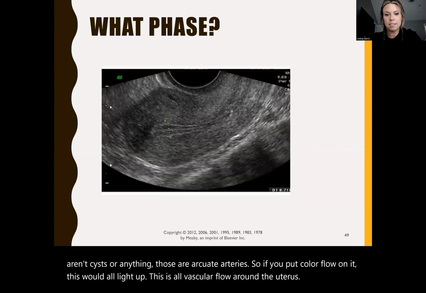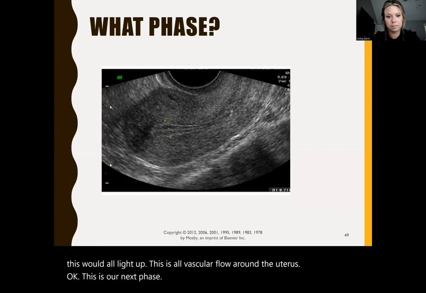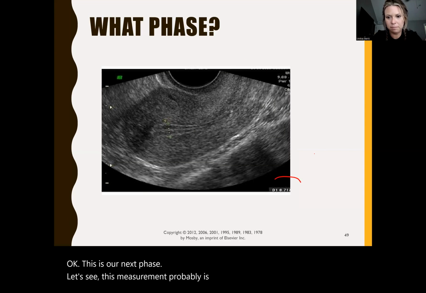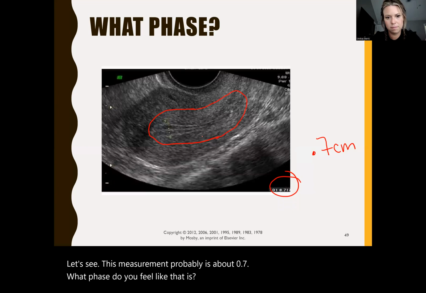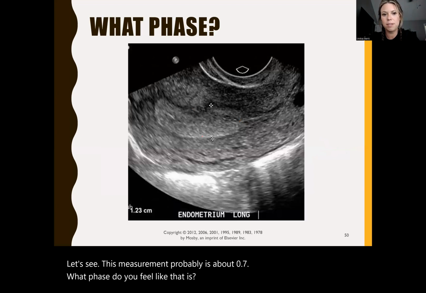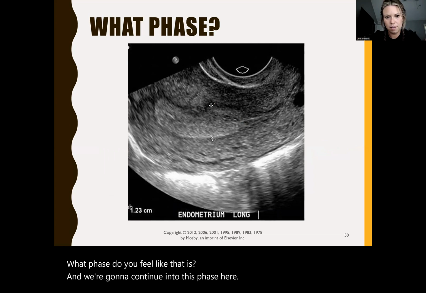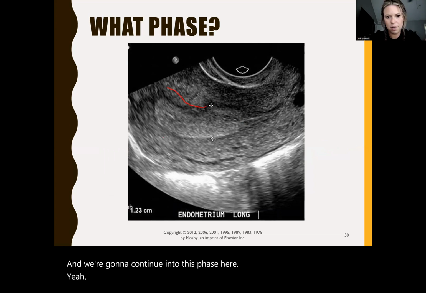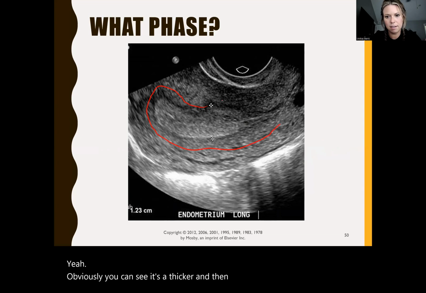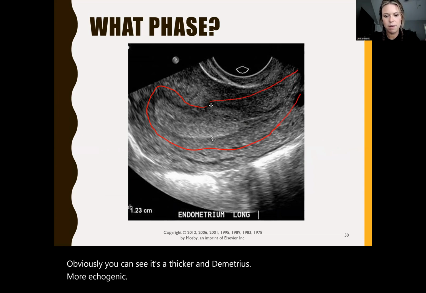Okay, this is our next phase. Let's see, this measurement probably is about 0.7. What phase do you feel like that is? And we're going to continue into this phase here. And obviously you can see it's a thicker endometrium, more echogenic. What phase would this be?